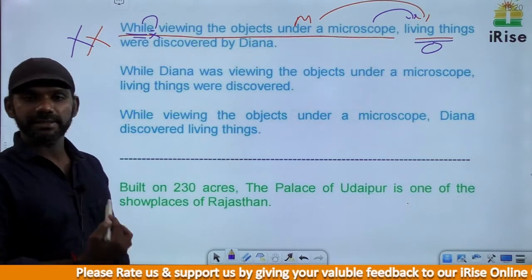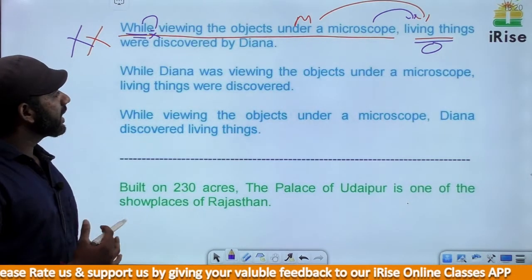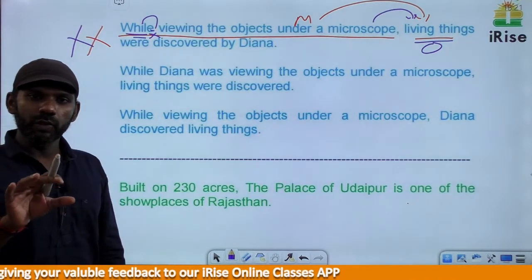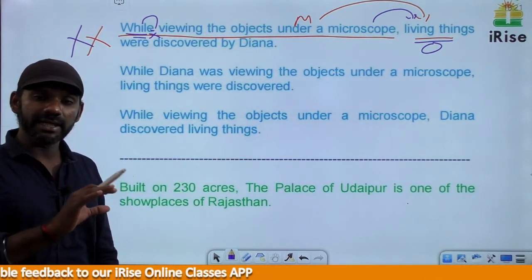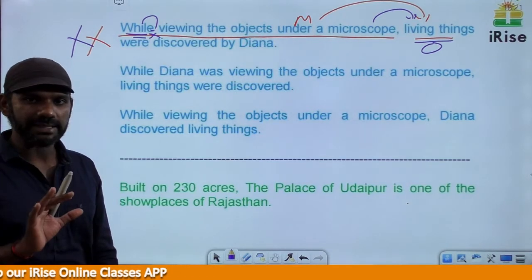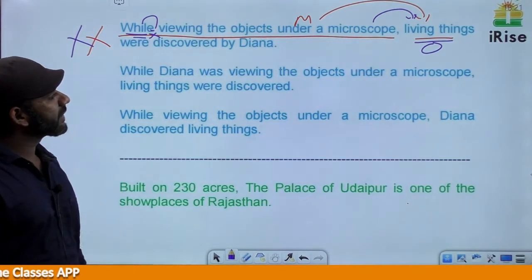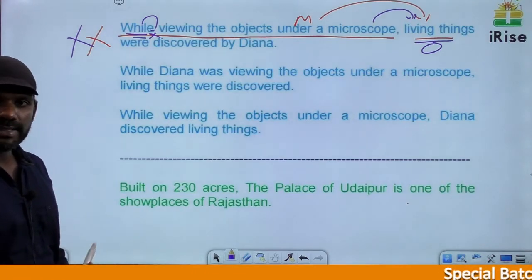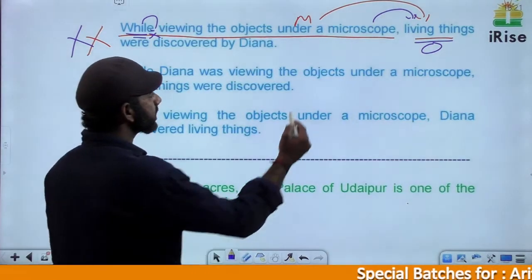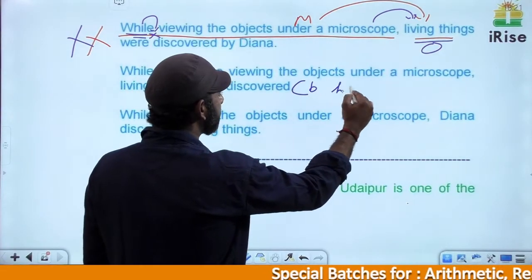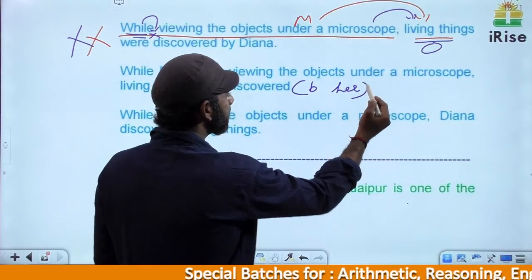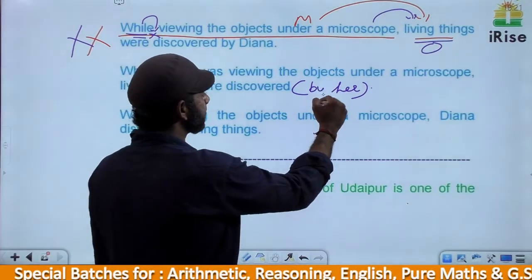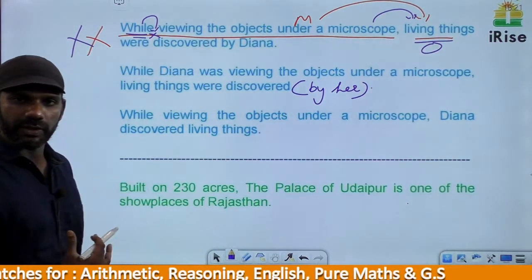Come to the second sentence option. While Diana was viewing the objects under microscope. Who was viewing the objects? Diana was viewing the objects. Makes sense. While Diana was viewing the objects under microscope, living things were discovered. Living things were discovered means discovered by her. By her is understood here because when she views, only she can discover.